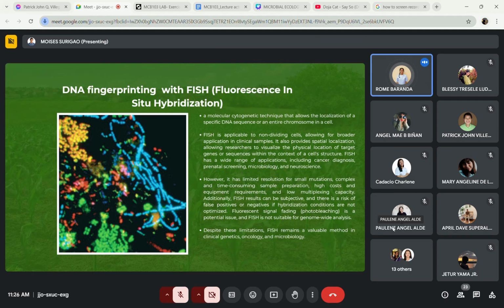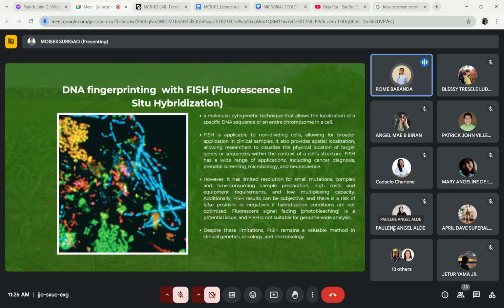Then after that, we have to wash away any unbound probes to reduce background noise. And lastly, we will visualize, where we examine the sample under a fluorescence microscope. The fluorescence signals actually indicate the location of target DNA sequences.